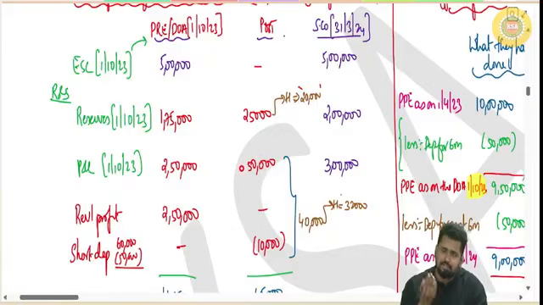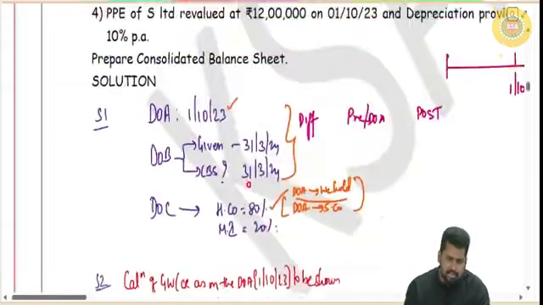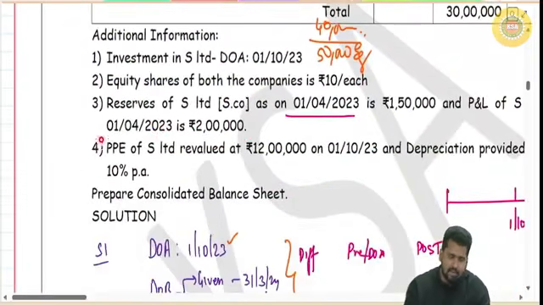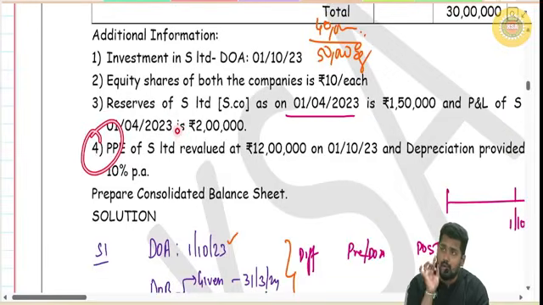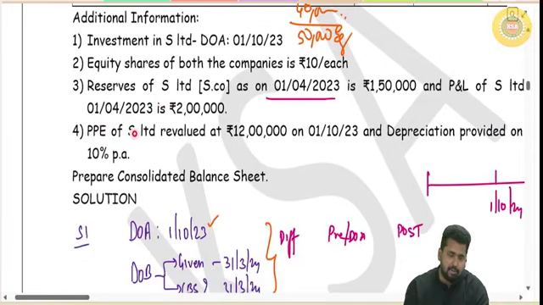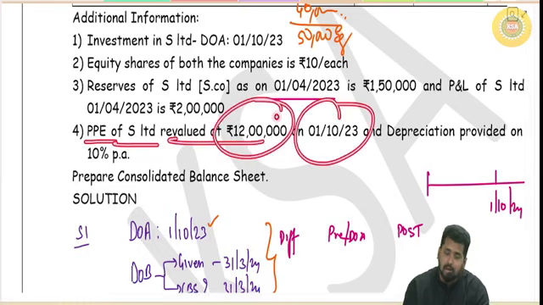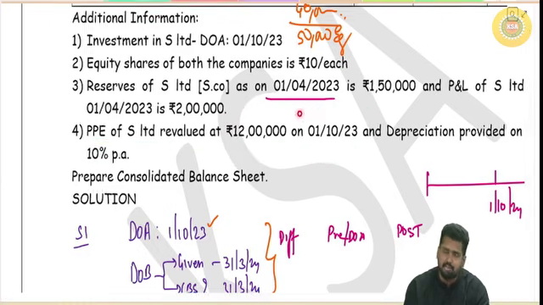Simple. After this, what we have to do is just check what other adjustments we are having. Clear? And the last point, many students commit mistakes here. I will tell you how to do it rightly. In class also I would have alerted you many times. PP of S Limited revalued at how many lakhs? 12 lakhs. On what date do they revalue? On the date of acquisition only they will revalue.